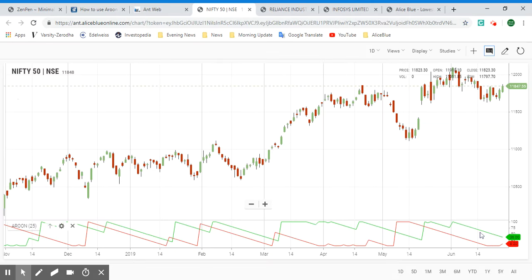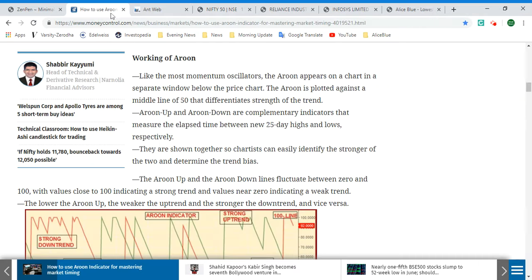As we can see here, both of them are below 50 and they're closer to 0 than they are to 100. So this is a weak trend. Both the uptrend and the downtrend are weak in this situation.